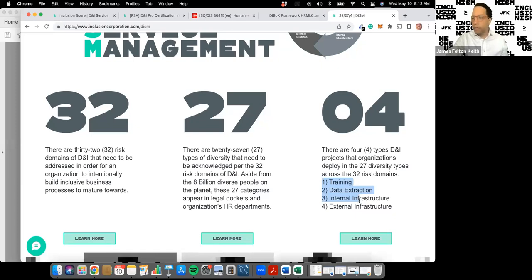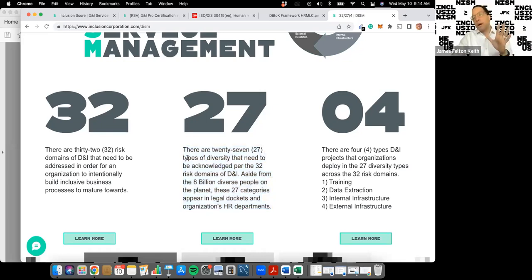Internal infrastructure, that's things like building employee resource groups or business resource groups or advisory boards. And external infrastructure, examples of those are like joining chambers of commerce, right? Or trade associations or focus groups that focus on disenfranchised populations. And those disenfranchised populations, the ISO standard breaks out into 27 groups. So it may be gender-based, it may be racial-based, it may be disability-based or neurodivergence based. It could be a lot of different things, right?